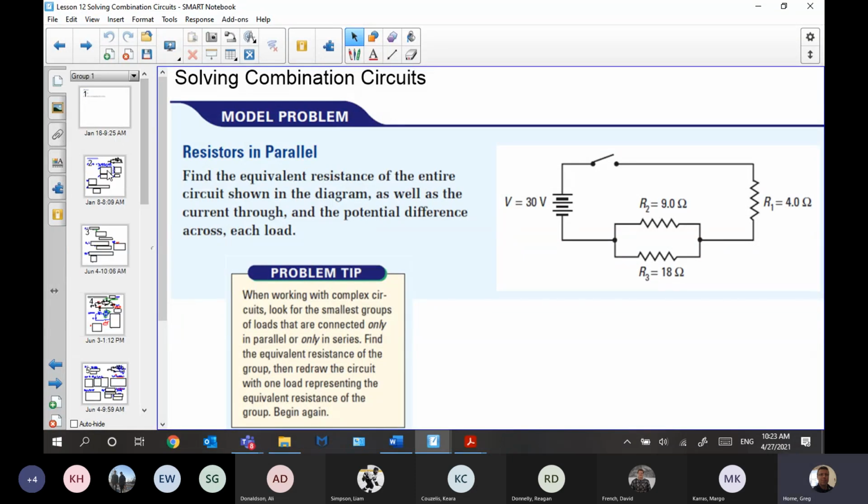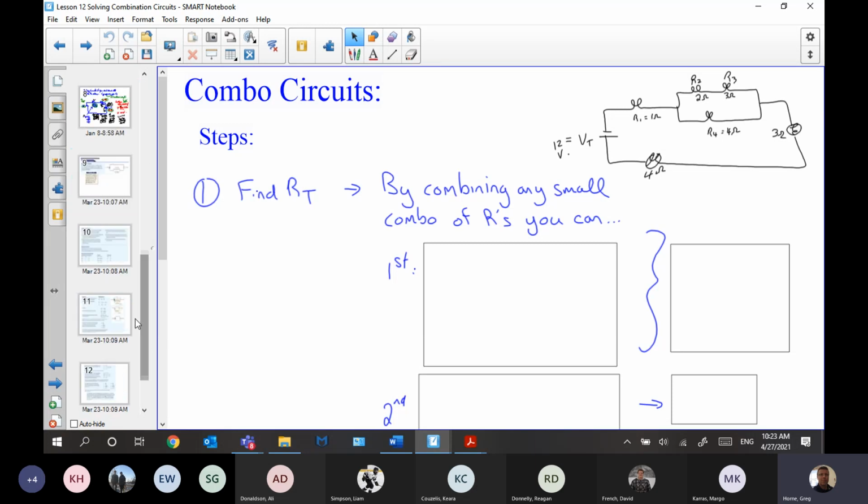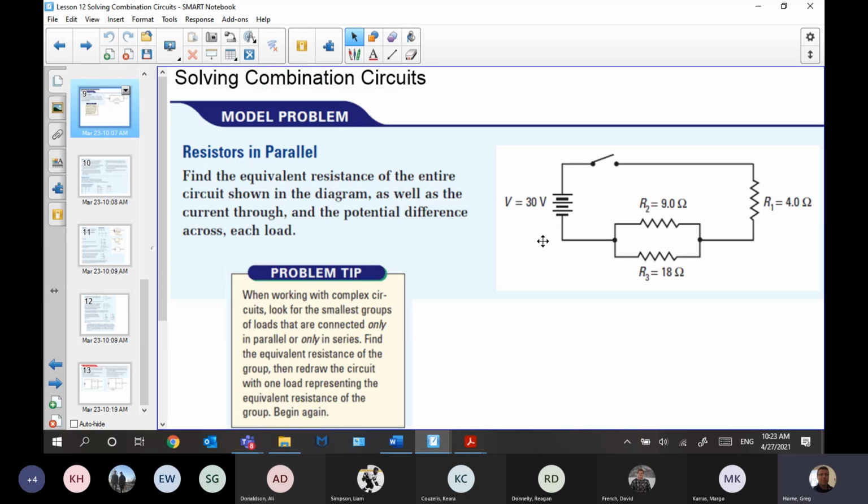So here we go. What happens in a circuit like this one here, for example, that's on your sheet that I was just pointing out? We've got these 2 in parallel, right? And then this one's in series with that. So it's a combination series and parallel circuit.